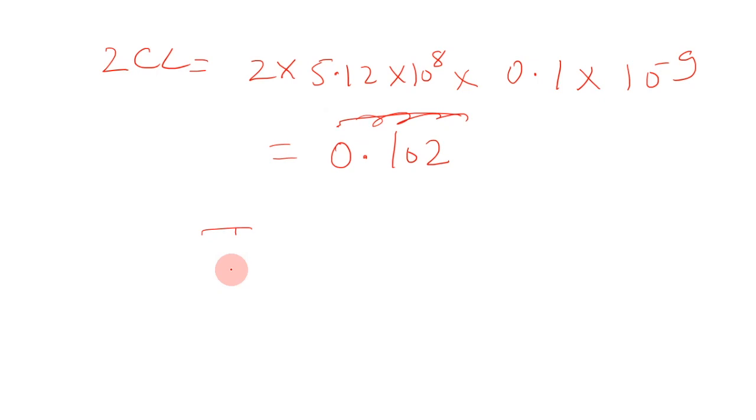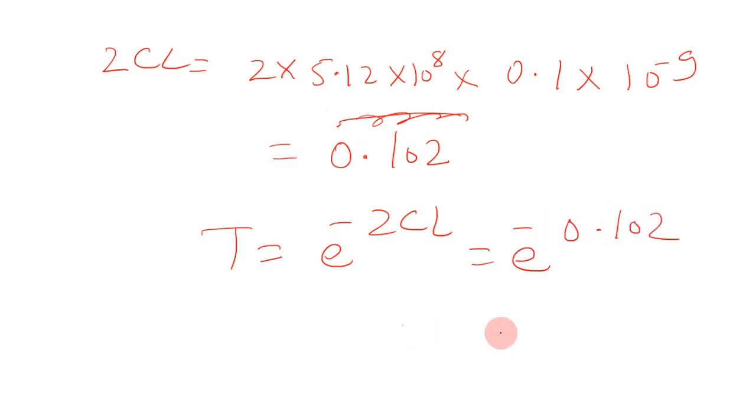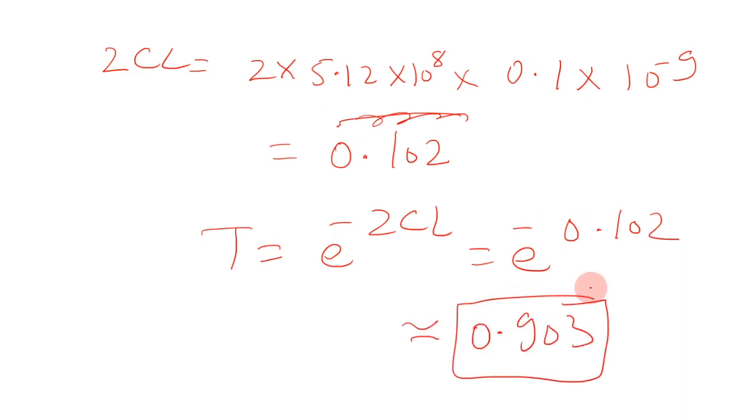When you solve this, it is 0.102. So for the first part, T is equal to e to the power minus 2CL, which is equal to e to the power minus 0.102, which you solve and get as 0.903. This is our T. Our first part has been solved.